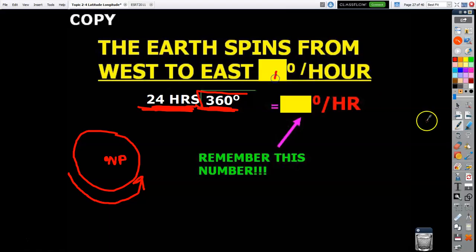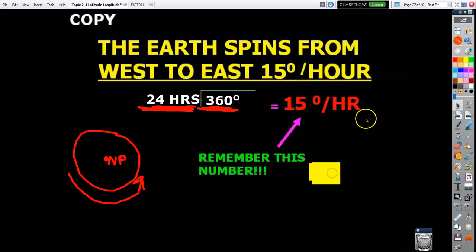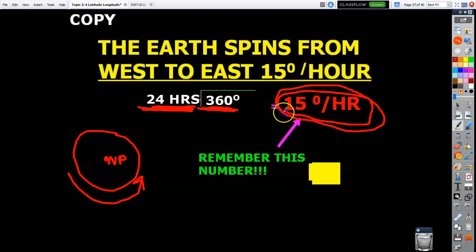So that means, sorry, let me clear that. That means we rotate 15 degrees an hour. That's our rate of rotation. 15 degrees every hour the Earth is rotating, west to east, 15 degrees an hour. You need that number when you're trying to figure out your longitude. So remember that number, 15.